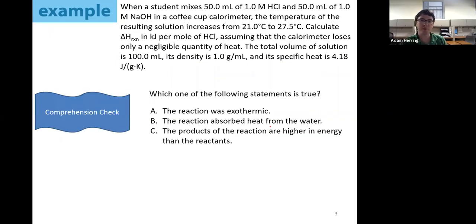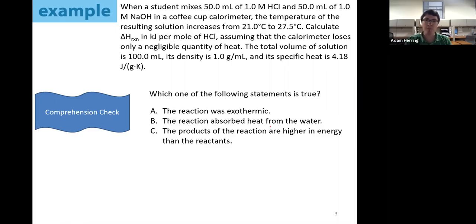Let's first evaluate which statement is true. A, the reaction was exothermic. B, the reaction absorbed heat from the water. C, the products of the reaction are higher in energy than the reactants. Take a moment to think about this on your own.